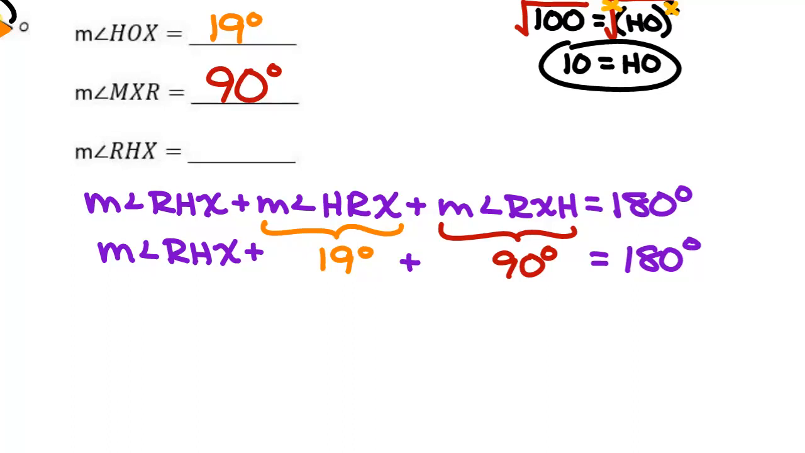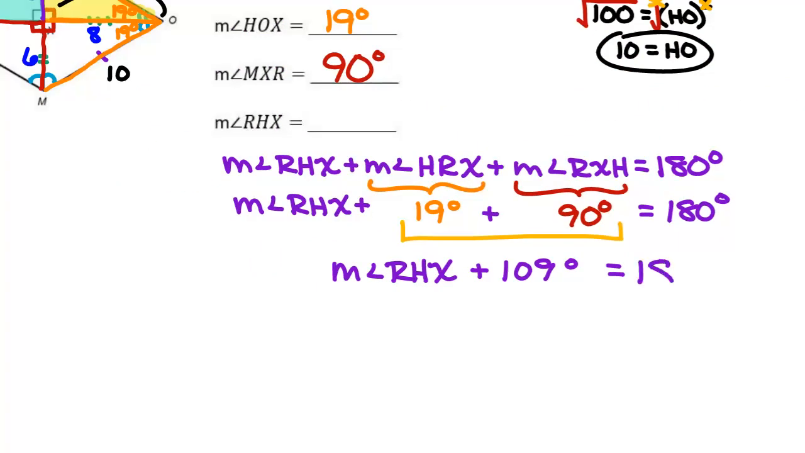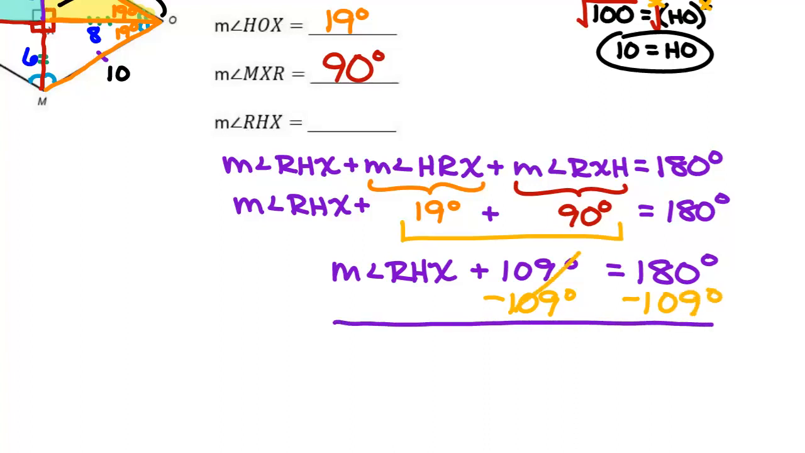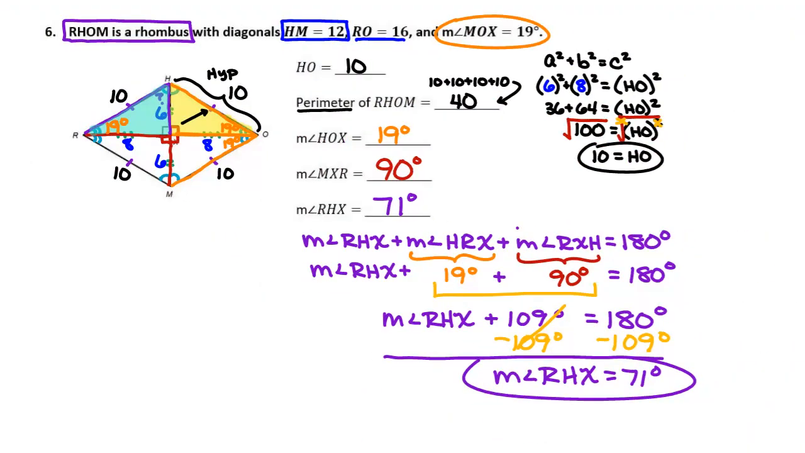So now I want to combine my 19 and my 90 together. What is 19 plus 90? 109. So the measurement of angle RHX plus 109 degrees equals 180 degrees. I'm going to subtract 109 from both sides. What is 180 minus 109? 71. So RHX is 71 degrees. Very nice work.